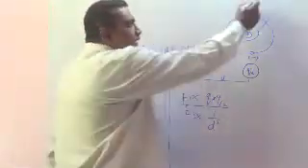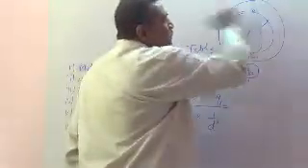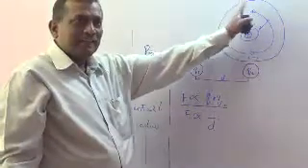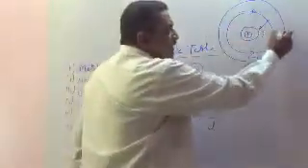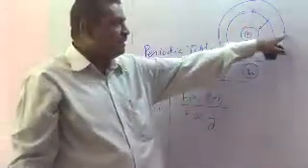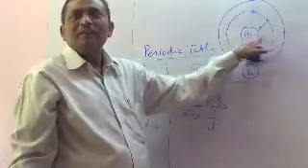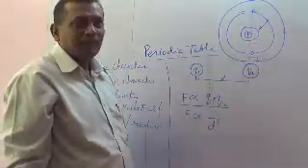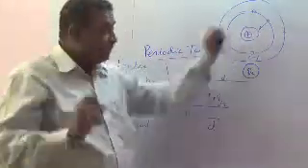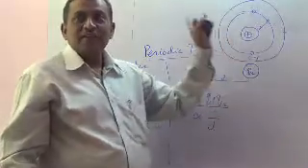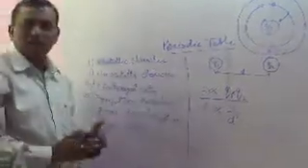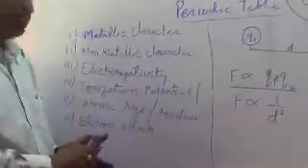Second, if the number of shells increases, the distance between the nucleus and this electron increases. So the force of attraction acting on this electron will decrease. Hence atomic size increases. So if the number of shells increases, atomic size increases. This is the basis of all these characters. Correct? Now see.